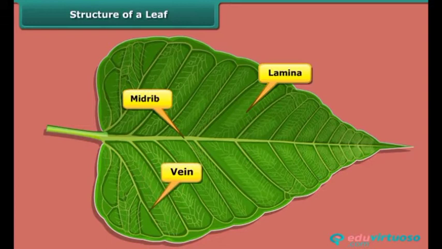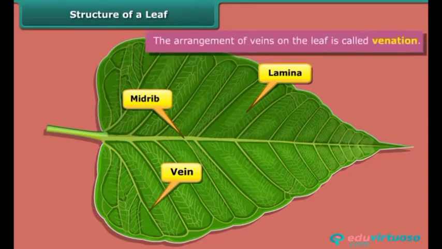Then thin lines branching from this midrib are known as veins. You can see some branchings from this. These are known as veins. And this arrangement of veins on the leaf is known as venation.